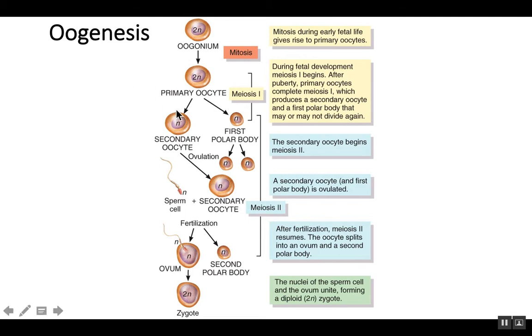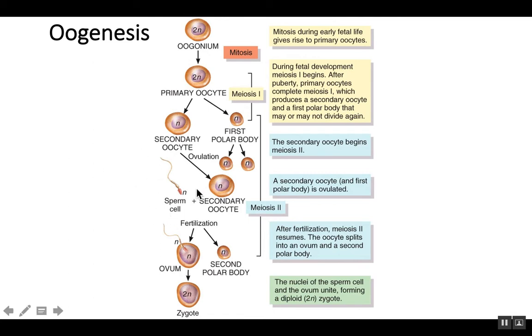This is actually what gets ovulated. So this stage occurs roughly at ovulation. When ovulation happens, it's the secondary oocyte that gets ovulated, and next to it, just kind of stuck to the side of it, is this first polar body. So there's ovulation. Now, the rest of this process occurs in the fallopian tube.